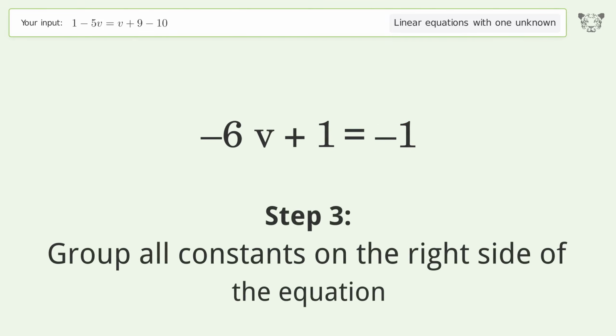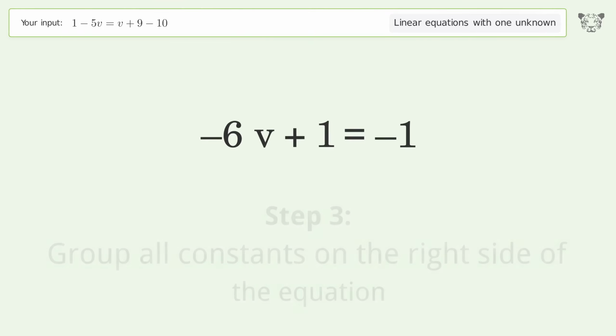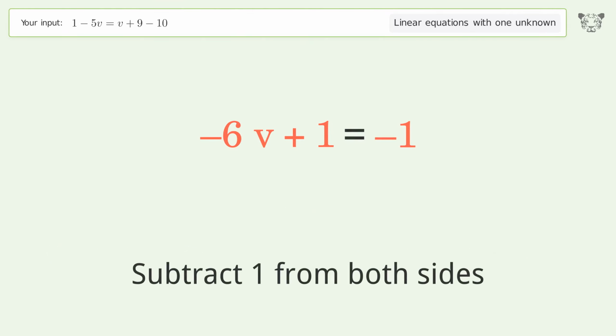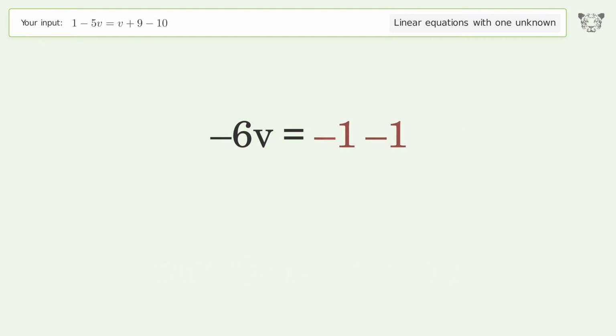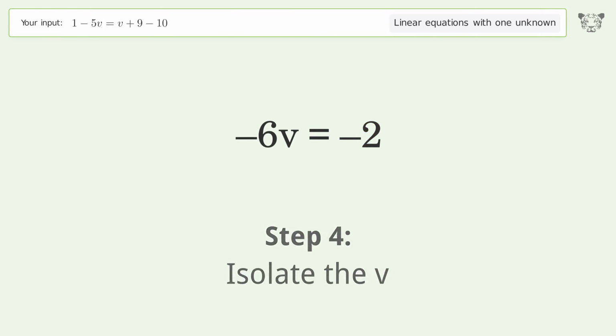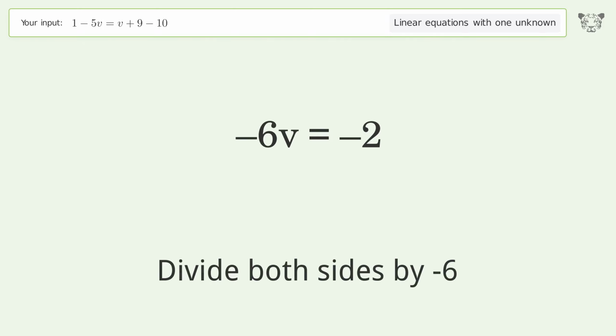Group all constants on the right side of the equation. Subtract 1 from both sides. Simplify the arithmetic. Isolate the v. Divide both sides by -6.